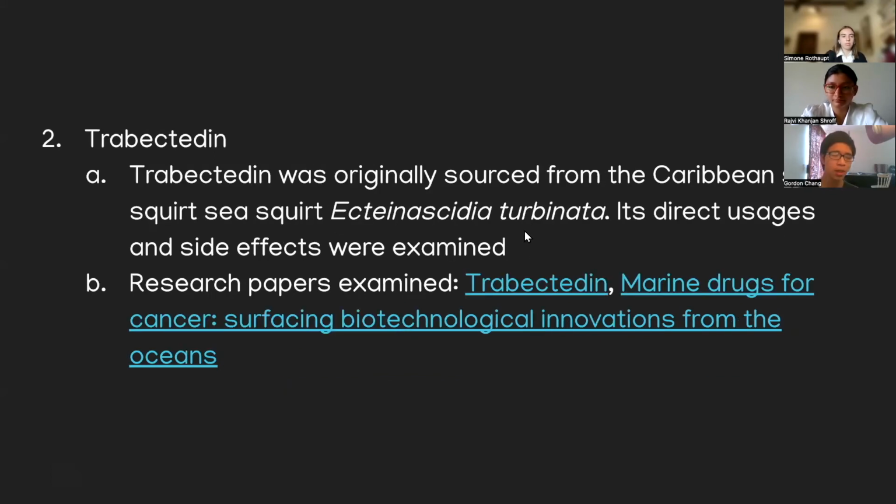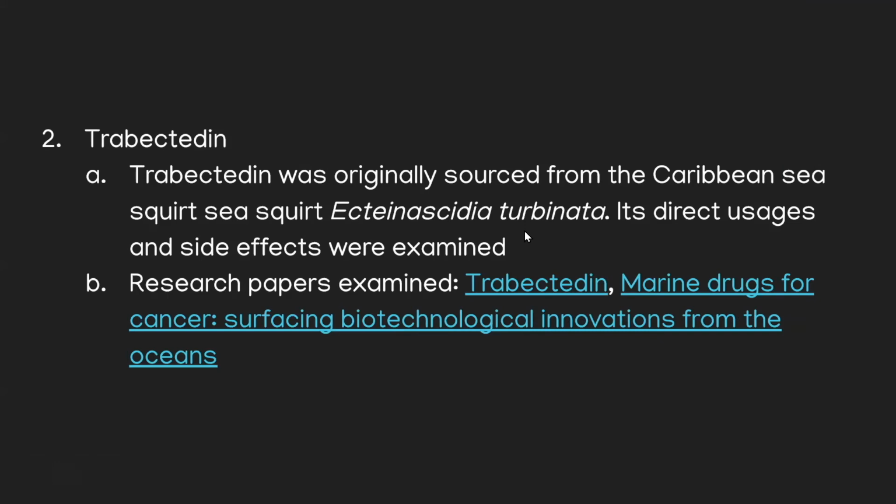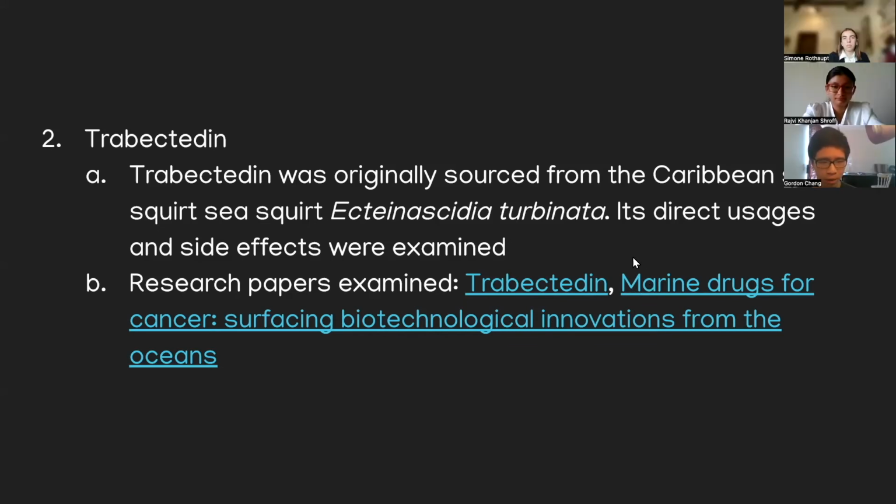And with trabectedin, this drug was actually sourced from the Caribbean sea squirt, which for those of you that don't know, think of it a little bit like a sea cucumber. But either way, its direct usages and side effects were examined, as well as an in-depth review on trabectedin and marine drugs for cancer. Once again, that same research paper, as stated before, was used to discover more about the process by which this works.